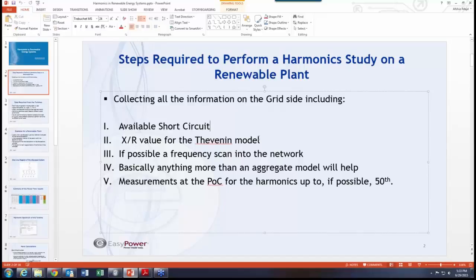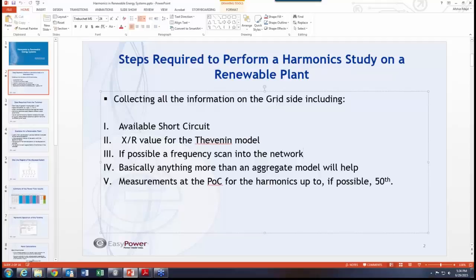If you decide to model it as a Thevenin model, you will need an X over R value for that. If possible, get a frequency scan into the network. It's not always possible, but if you can get this information from your utility, this is the best way to model your utility. If not, a good substitute would be, instead of using a Thevenin model, to go a few buses up. Instead of putting just one simple voltage source, you can model it with a few buses and other sources.